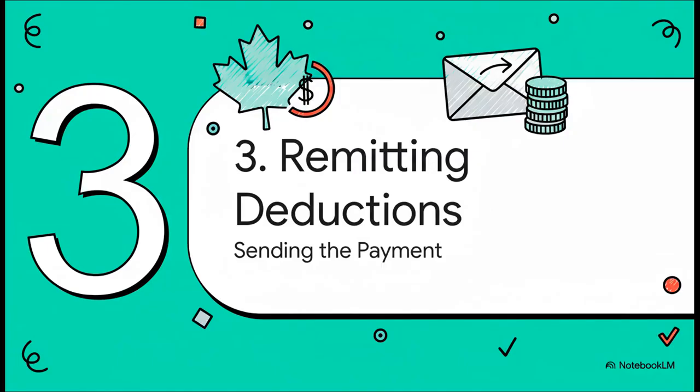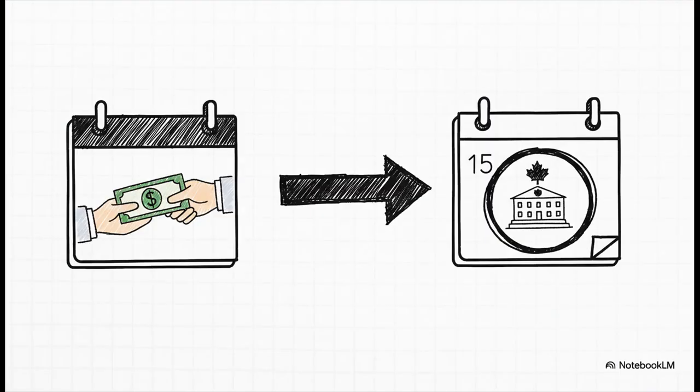Okay, so you've done the right thing. You've withheld the 15%. Great. But your job isn't done. Now you actually have to get that money over to the government. Let's talk logistics. In the world of tax, deadlines are everything. You have to send the tax you withheld by the 15th of the month after you paid the non-resident. Got it?